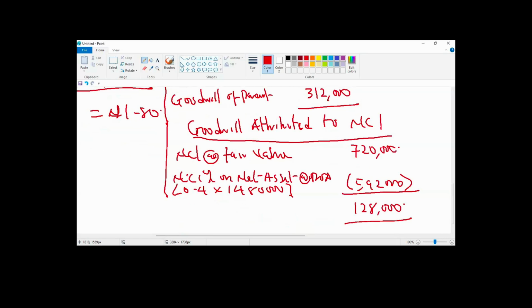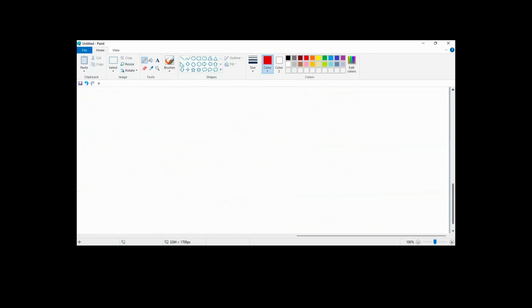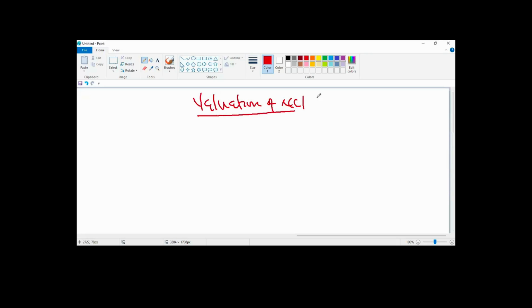When they say NCI is valued at fair value, it means, look at it. How can I get fair value of NCI? Don't forget valuation of NCI. NCI at fair value. This is what we are saying. Valuation of NCI at fair value.